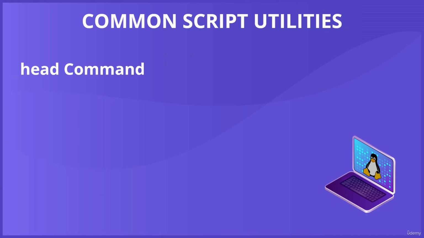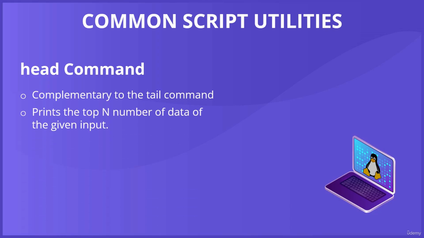Moving right along, we've got the head command. So obviously it's a complement to the tail command. The head command, as the name would imply, prints the top n number of lines of the given input. Now, by default, it's going to print the first 10 lines of the specified files. So if more than one file name is provided, then data from each file is preceded by its file name. All right, so the syntax of this command goes like this: head [option] [file].